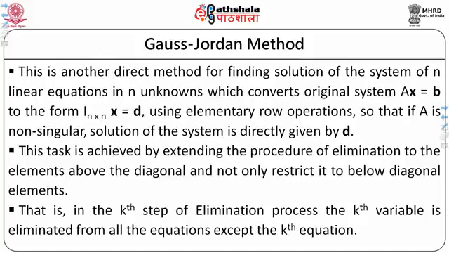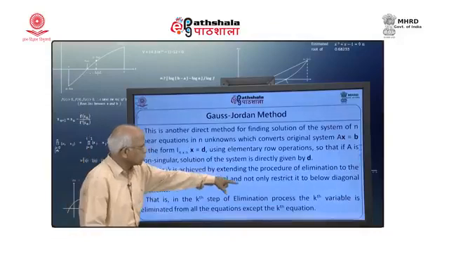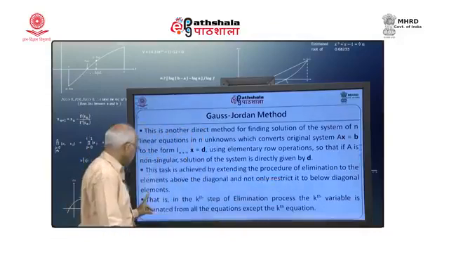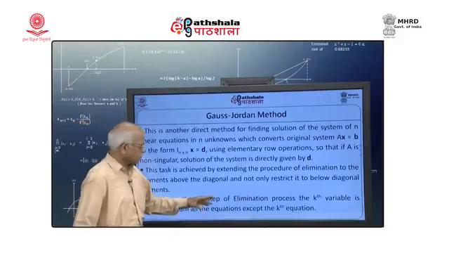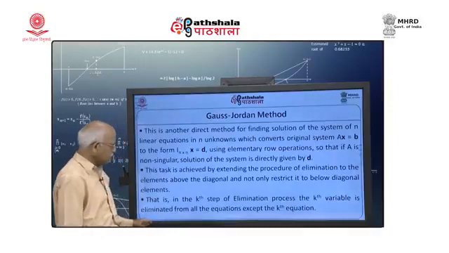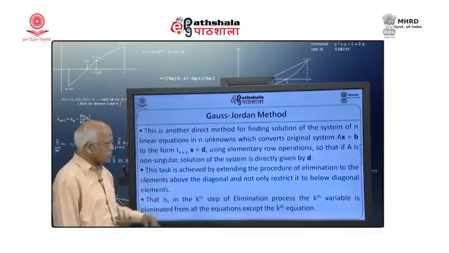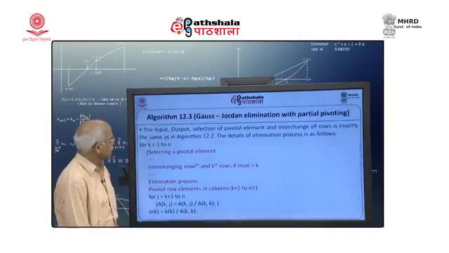This task is achieved by extending our procedure for elimination of the elements not only below the diagonal elements, but also in the above diagonal elements. So, elements above the diagonal, not only restricted to below diagonal elements. That is, in the kth step of the elimination process, the kth variable is eliminated from all the equations except the kth equation. That is what we are doing.